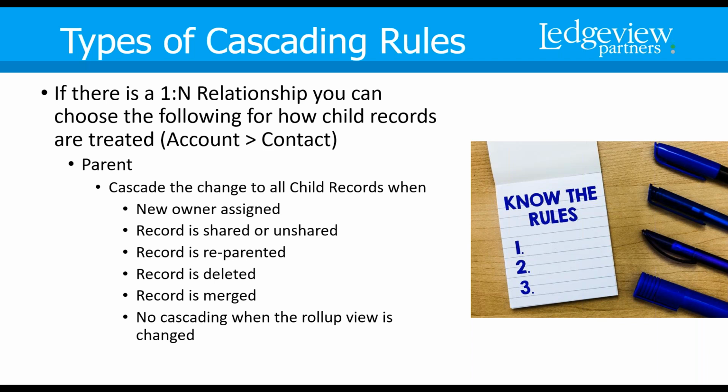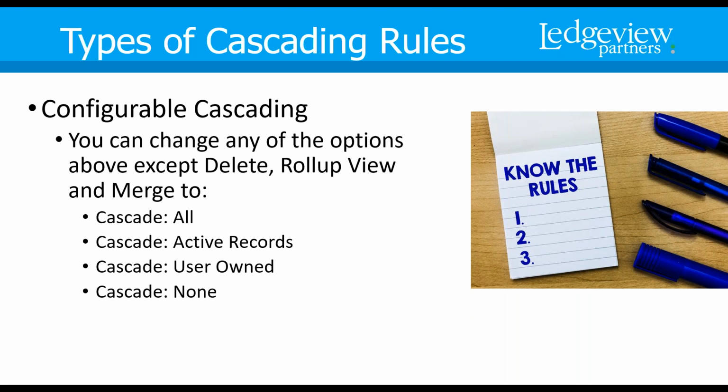So, types of cascading rules. If there's a one-to-many relationship, you can choose the following for how child records are treated. So for instance, account to contact, parental. Parental is set to this. The new owner is assigned, record is unshared, so cascade the change to all child records when new owner assigned, record is shared or unshared, record is reparented, record is deleted, record is merged. There's no cascading when the rollup view is changed. That's all locked down. Configurable cascading. You can change any of the options that we just saw, except for delete, rollup view, and merge. And you can change it to any of the options we talked about.